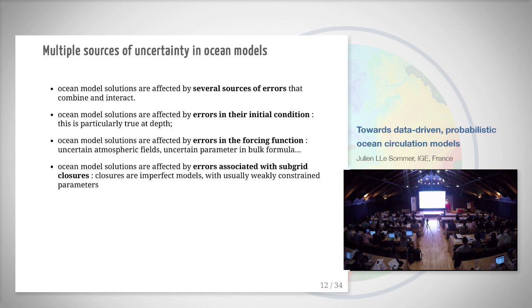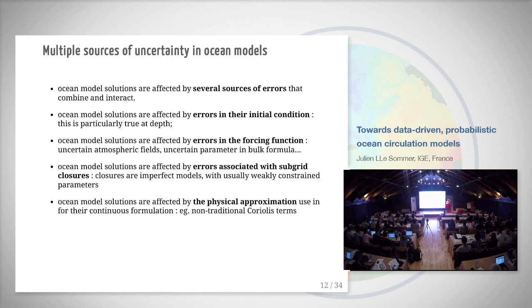Ocean model solutions are also affected by the errors, we've been discussing that, in subgrid closures. Closures are obviously imperfect models and most of the time weakly constrained in terms of their parameters. So ocean models are also affected by something that we often overlook a bit, the fact that basically the real dynamics is not following the primitive equations. There are other terms that we have neglected, one of them being the non-traditional Coriolis term due to this thin-shell approximation.